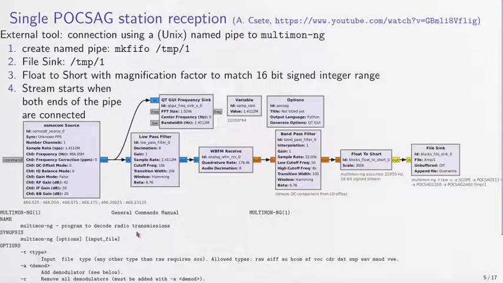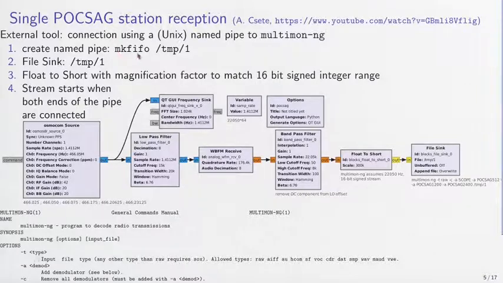So rather than including an out-of-tree block that will implement this functionality that is already available, we might as well use it efficiently. So multimon will require that you provide an input file, and this input file can actually be a FIFO, first in, first out, or a named pipe in Unix naming convention. So how do we create this named pipe?